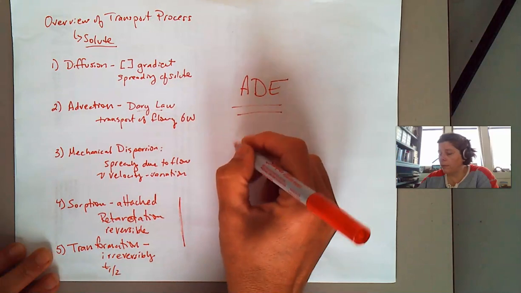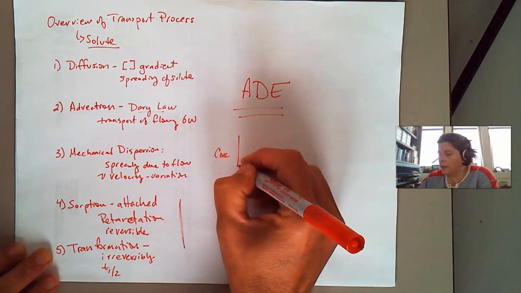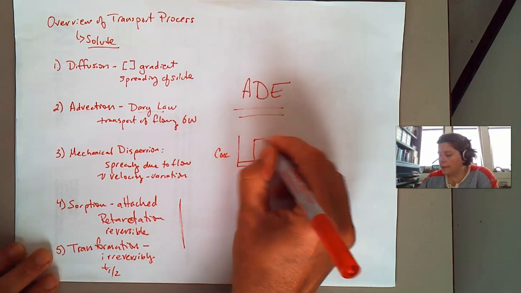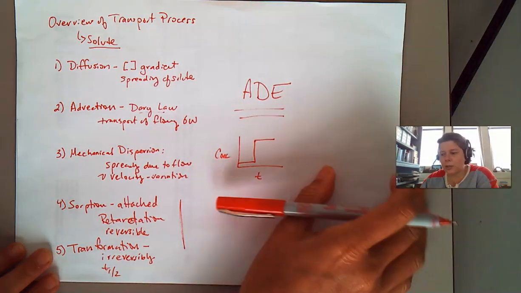Generally when things move by advection, if this is time and this is concentration, they move like this. All of a sudden it'll come and arrive at the well. So that's what we're going to talk about.